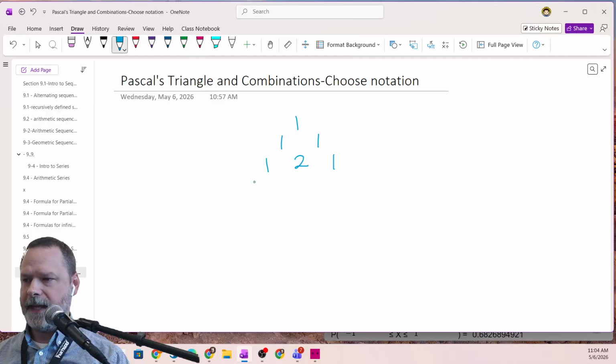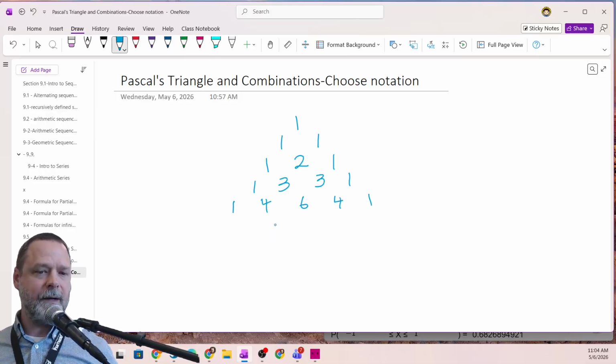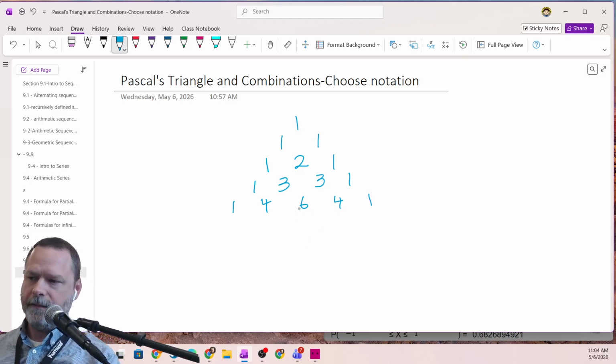And we're going to keep that going. So it's 1. 1 plus 2 is 3. 2 plus 1 is 3. And then we have the 1 here. Okay? And we just can continue this pattern on and on and on. And that's how we get our Pascal's triangle. 1 plus 3 is 4. 3 plus 3 is 6. 3 plus 1 is 4. And we keep doing that.